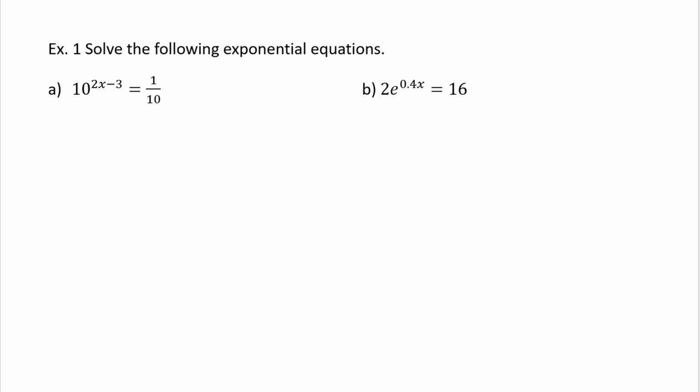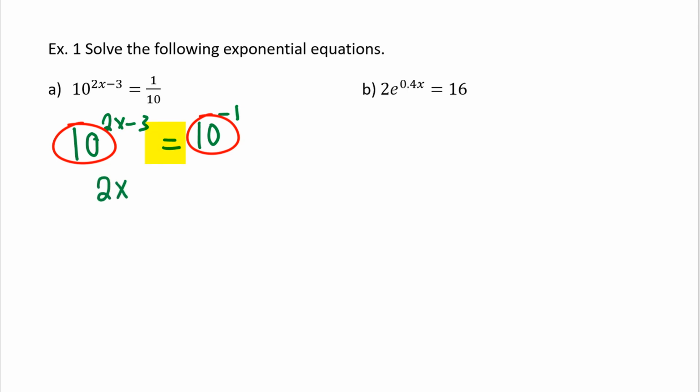Part A. 10 to the power of (2x minus 3) equals 1 over 10. Let's rewrite this. So we'll have 10 to the power of 2x minus 3 is equal to, and 1/10 can be written in exponential form as 10 to the minus 1. Now the bases are the same. The equations are set equal to each other, so we can just solve for the exponents. That is 2x minus 3 equals negative 1.